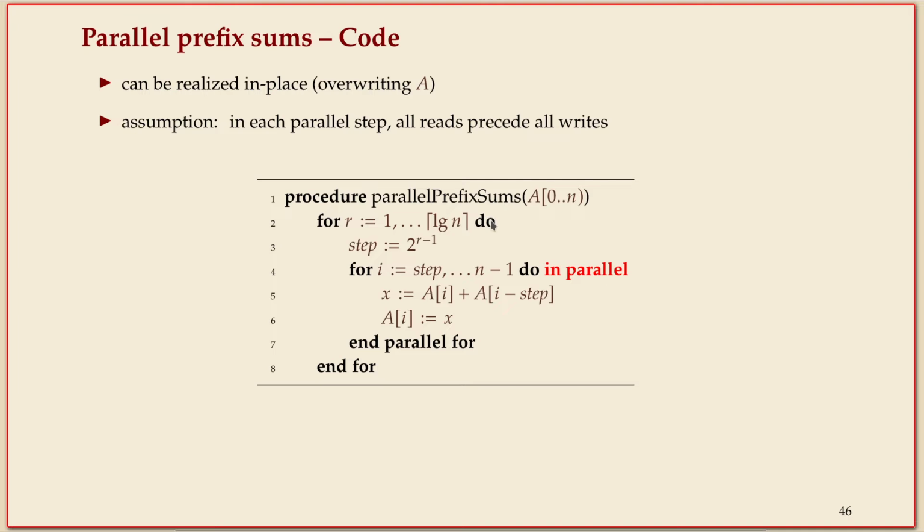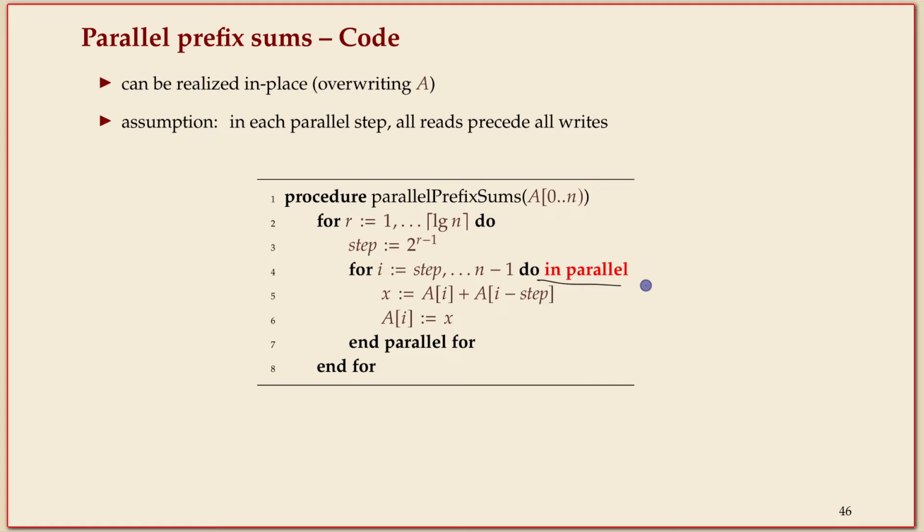The outer loop is through the rounds, and we need log n of these rounds. That's the height of the binary tree. Step is how much do we have to jump to the left. And then here's this loop's just saying exclude some part of the array that's already dealt with. That's why we start at step and not at 1. And the important part, of course, here is in red. This is a loop now that we run in parallel.